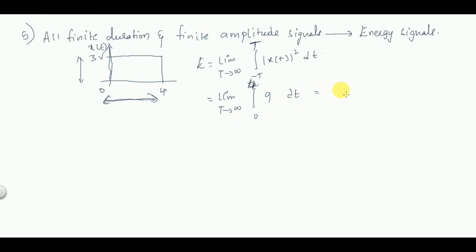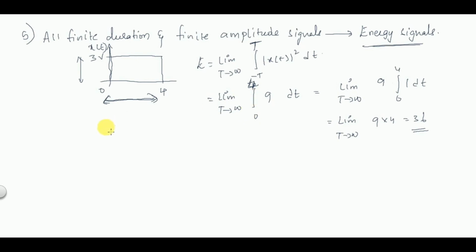If you substitute, with 9 taken out, it will become 0 to 4, 1 dt. So 1 dt is t. So 9 into 4 becomes 36. So this is the energy present in the signal. Energy is finite, so it is said to be an energy signal.